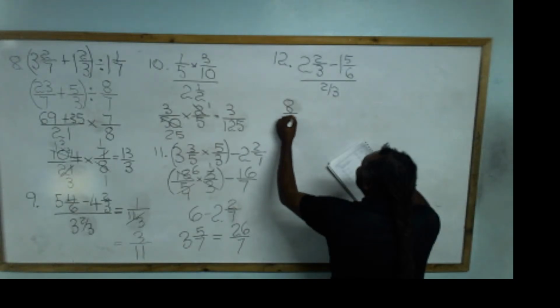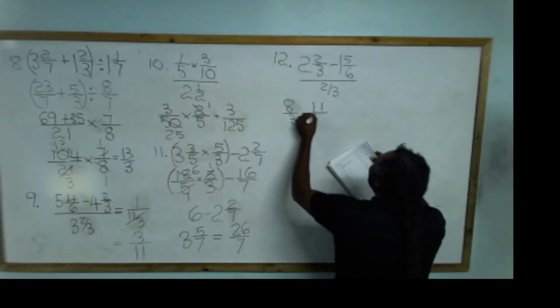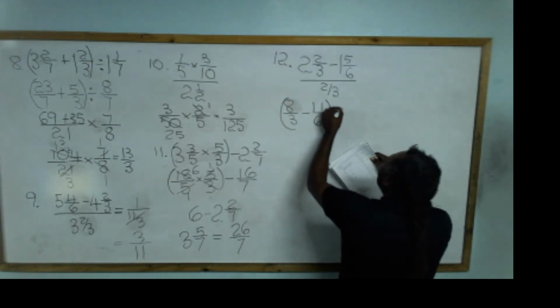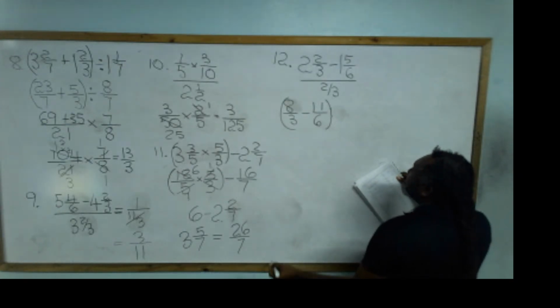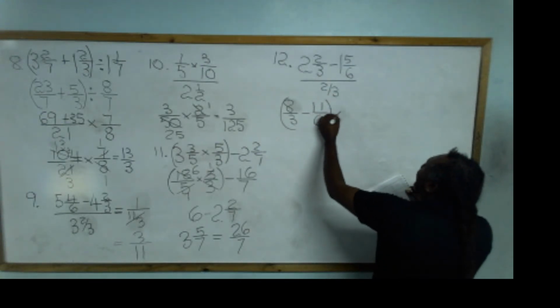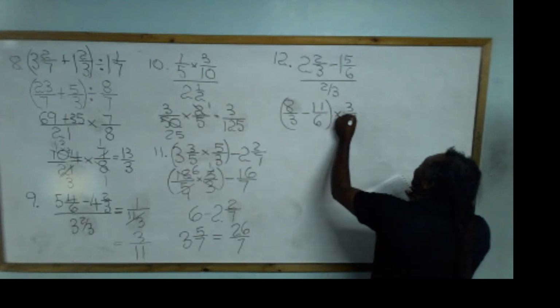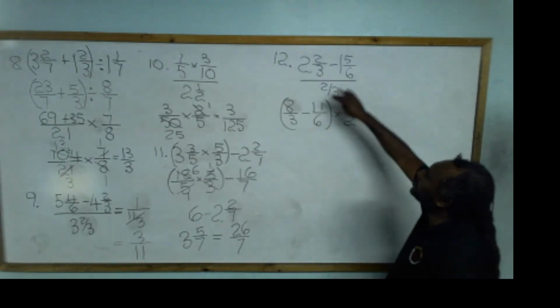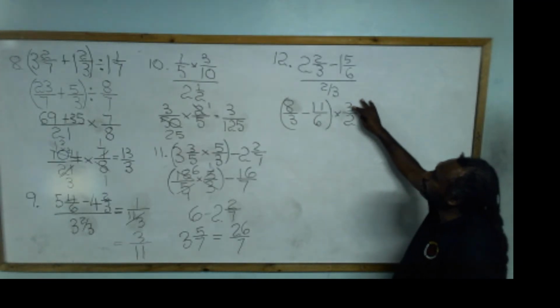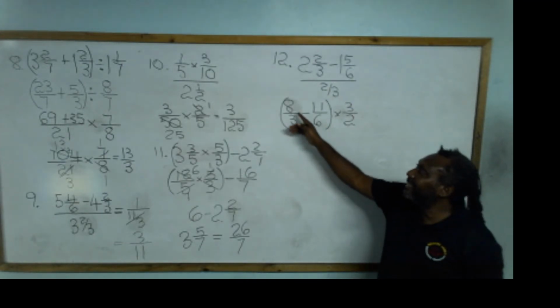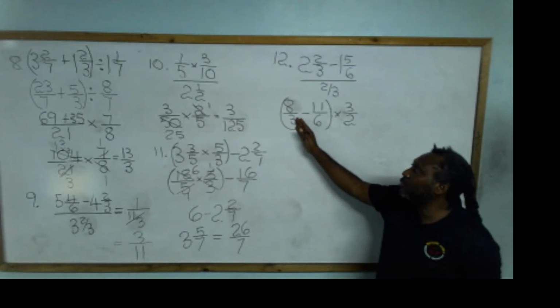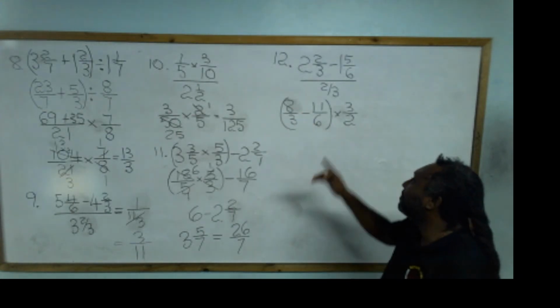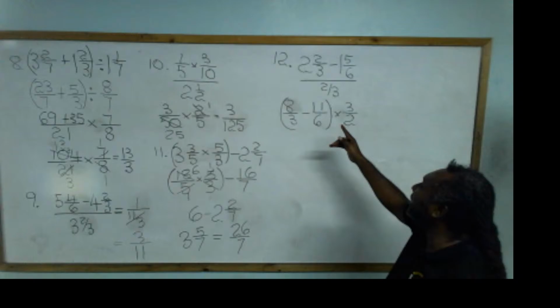8 over 3 minus 11 over 6 to be divided by, students, let's not be too stingy to ourselves. Let's not be too mean to ourselves. If you're dividing by 2 over 3, we are multiplying by 3 over 2. Students, remember how we can do this in one step? This is 16 over 6, because we're going to multiply both numerator and denominator by 2. So it turns out to be 16 over 6 minus 11 over 6.